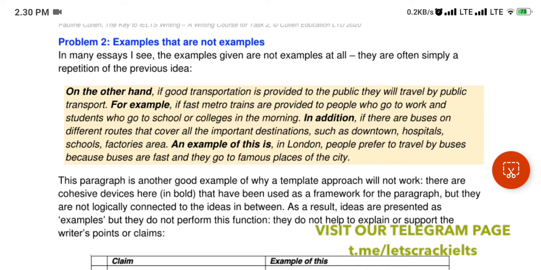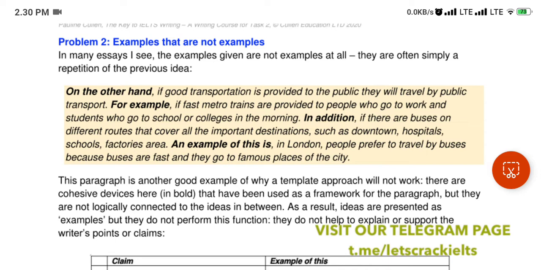On the other hand, if good transportation is provided to the public, they will travel by public transport. For example, if fast metro trains are provided to people who go to work and students who go to schools or colleges in the morning. In addition, there are some buses on the different routes that cover all the important destinations such as downtown, hospitals, schools, factories area. An example of this is in London, people prefer to travel by buses because buses are fast and they go to famous places.